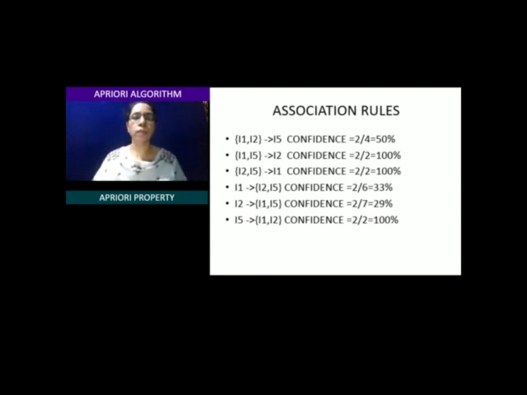In this case, the confidence value is the number of times I1, I2, I5 occurs divided by the number of times I1, I2 occurs. That is 2 by 4. Similarly, the confidence of all other rules can be found. Now, the minimum confidence value is given as 70%. We can see that for only 3 rules, the confidence value is above 70%. So these are the strong rules. Other rules cannot be selected.